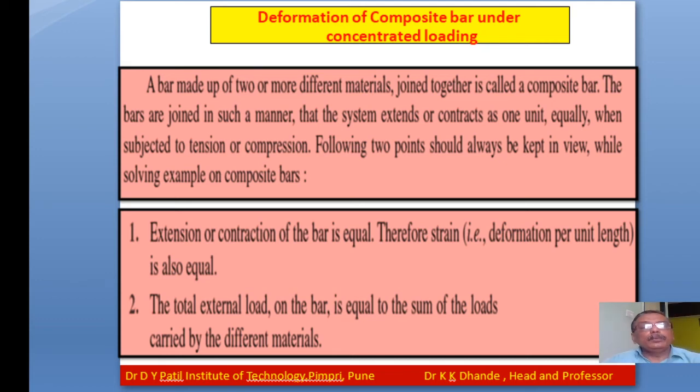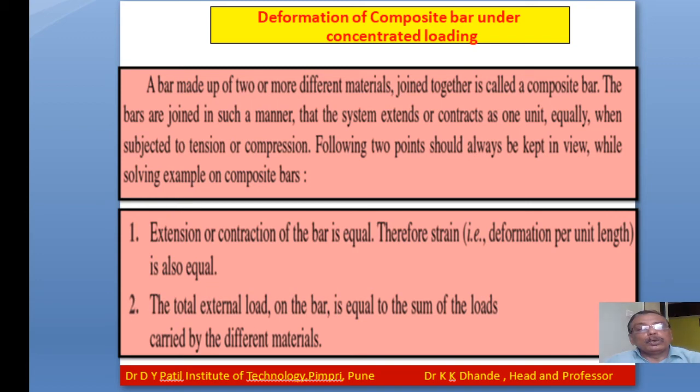While solving numericals on such composite bars, we have to remember some points. The first point is that the extension or contraction of the bar is equal. So the deformation per unit length must be equal, and the elongation due to the load acting on both the materials remains the same.